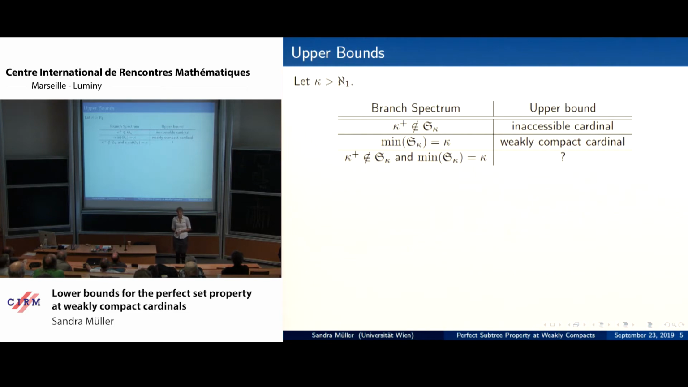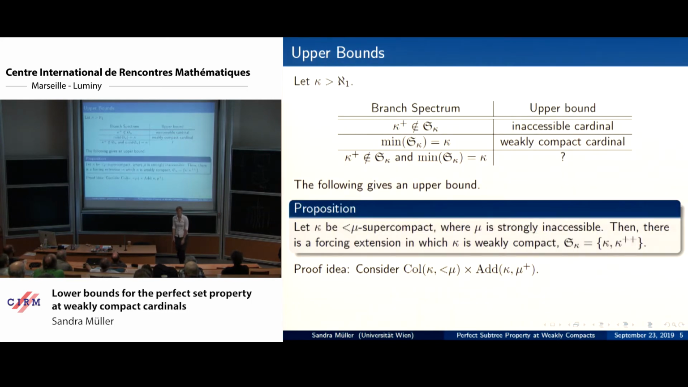And as usual, if you take two simple properties and put them together, you get something very strong. So let me show you the upper bound. And this is the best upper bound we know at the moment. So let's take some cardinal kappa, which is less than mu, supercompact, where mu is some strongly inaccessible cardinal above.